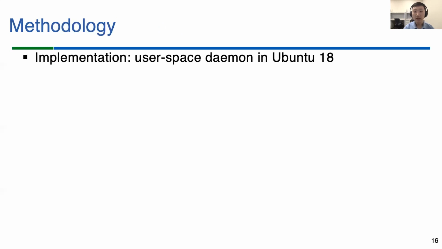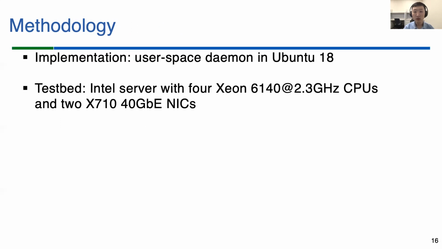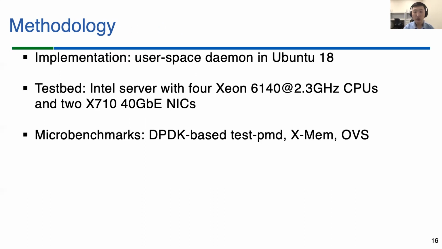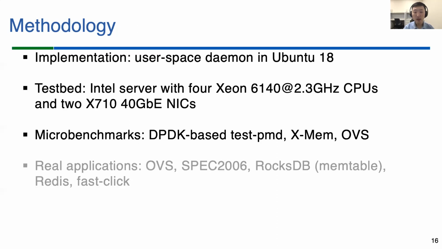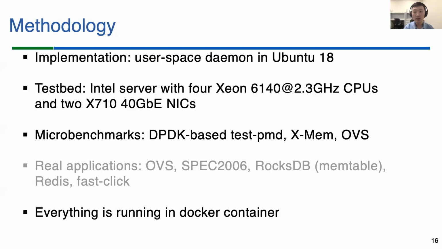We have implemented and evaluated IAT on real hardware as a user space daemon on Ubuntu 18. The server is equipped with 4 Xeon 6140 CPUs and 2 40GB Ethernet cards. We use both microbenchmarks and real applications to test IAT's effect. Due to the time limit, I will only discuss the microbenchmark results in this talk, including DPDK test PMD, XMEM, and OVS. Also, to reflect the virtualized cloud environment, everything is running in the Docker container.